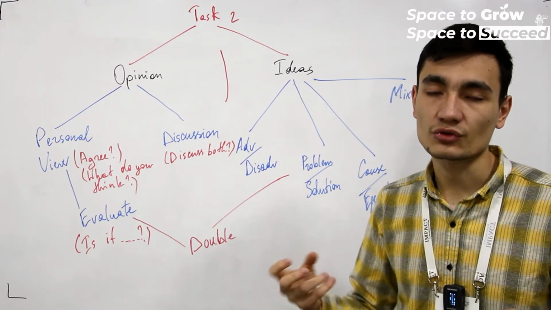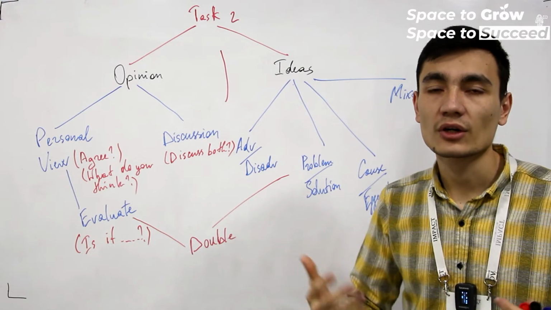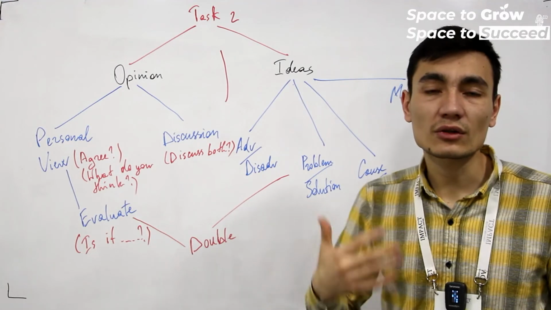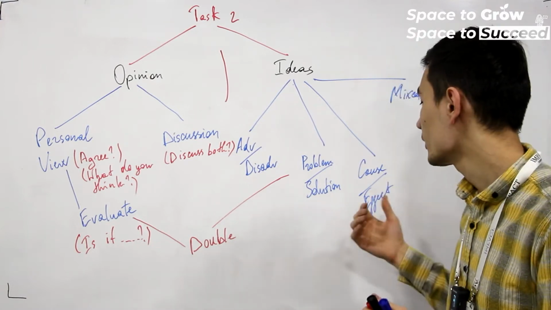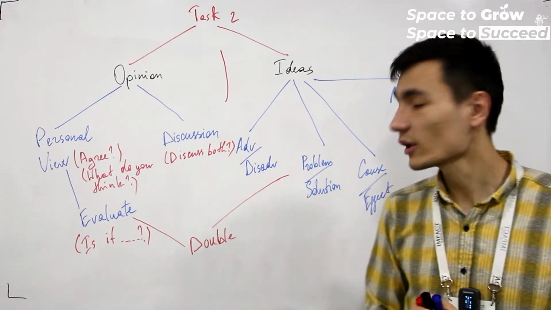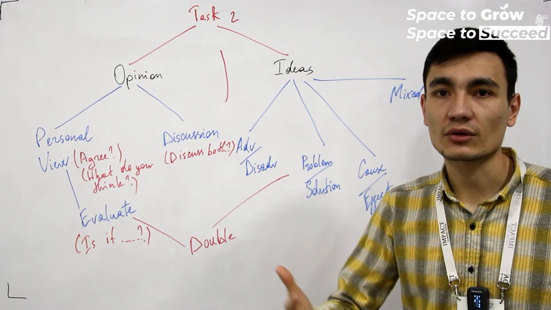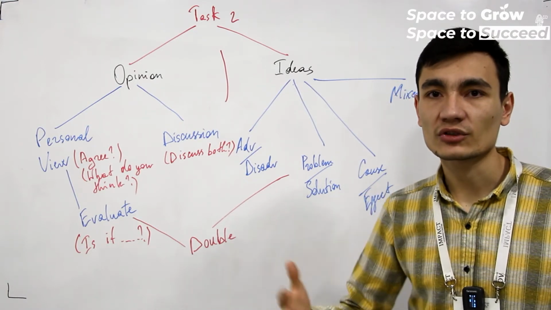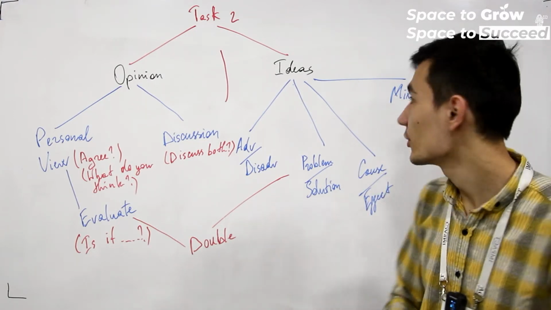So these are solution vocabulary. You have to be ready for this vocabulary in order to get a high score, or in order to simply understand what they are trying to say here. And here, the next part is cause and effect. As you understand, they ask for some particular reasons why something is happening and what kind of possible consequences it can have.